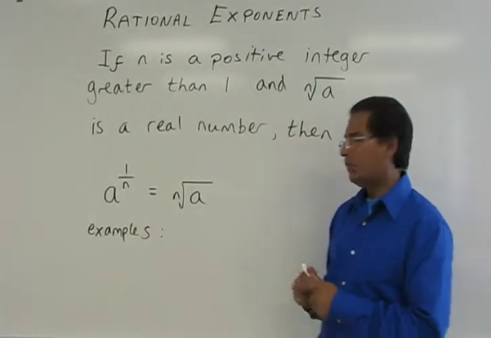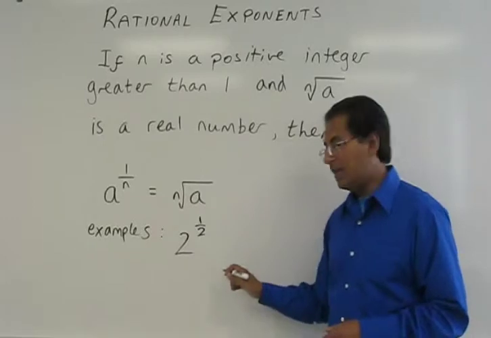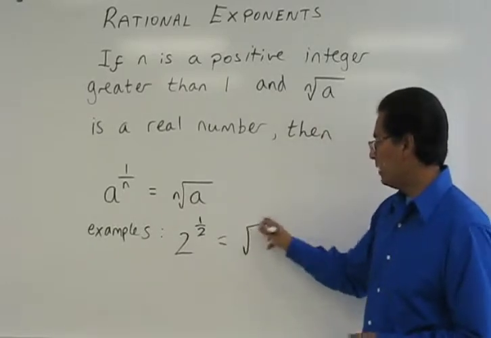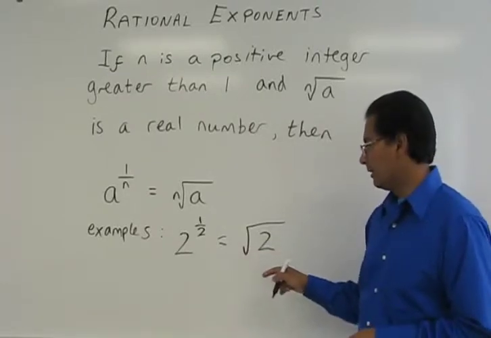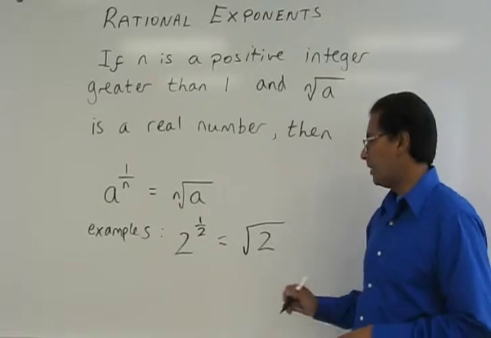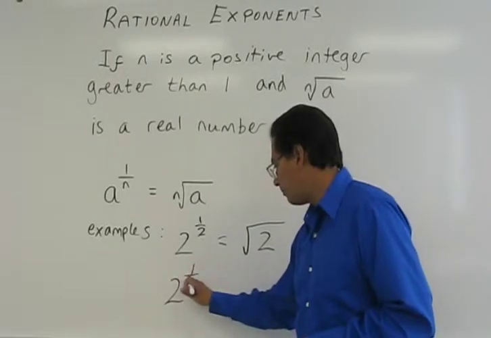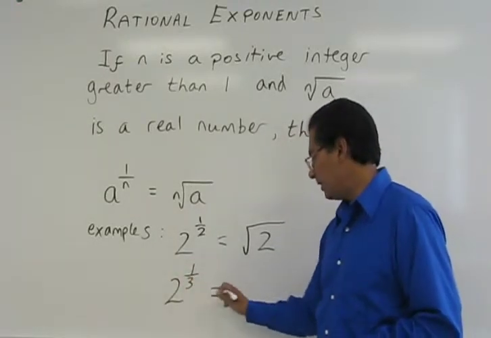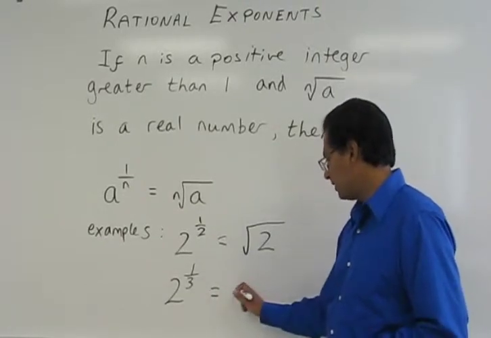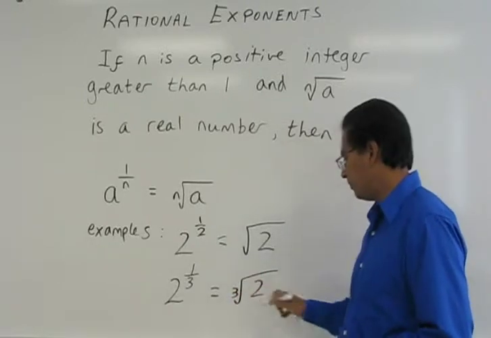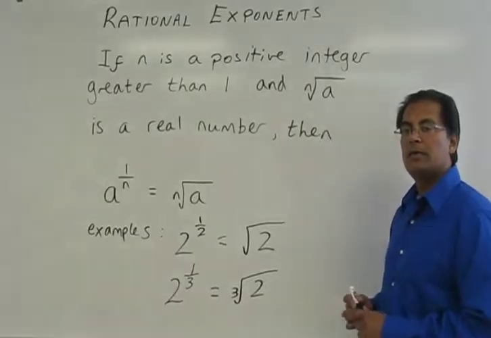So let's take an example. Supposing I have 2 raised to the 1/2 power. What that is saying is that is equivalent to the square root of 2, because the index on this root is 2. If we don't write the index, we assume it's 2. So 2 to the 1/2 really is the same as the square root of 2. Or if I had 2 to the 1/3 power, which is a rational exponent, what does that mean? Well, this n, this number here, is the root. So this is actually the cube root of 2. And so this is a way of writing a root using an exponent.